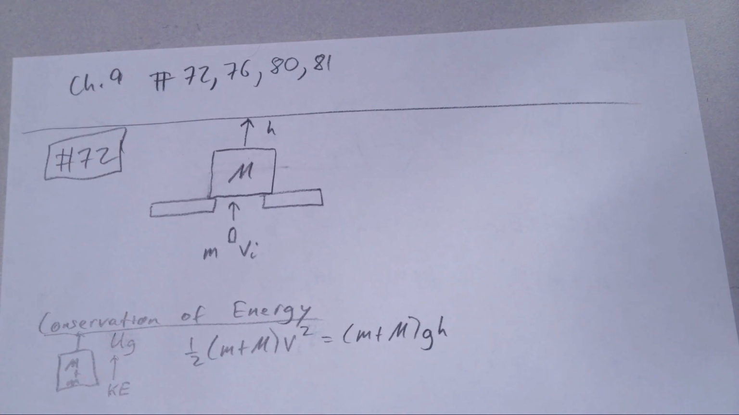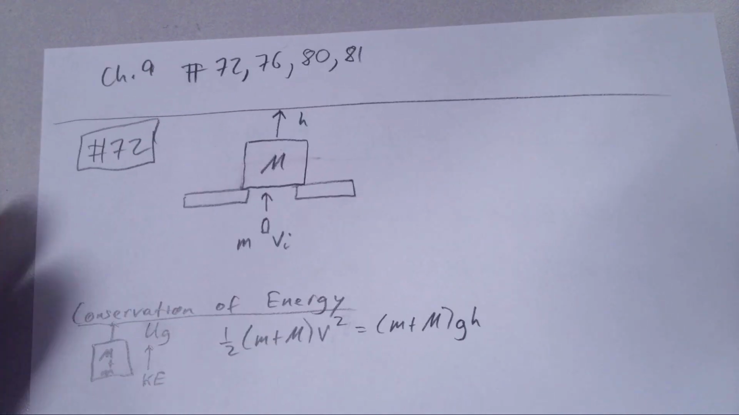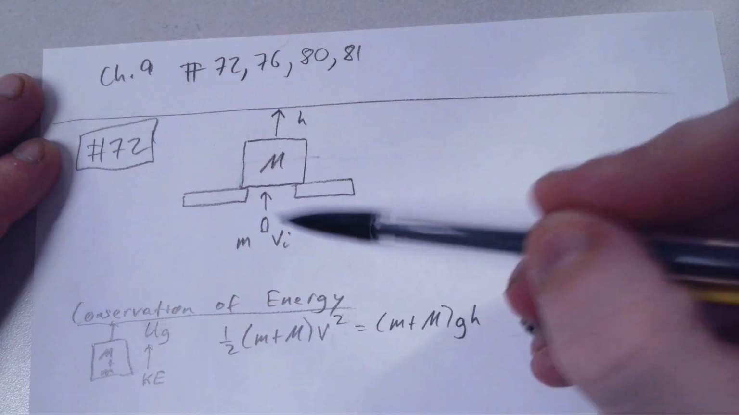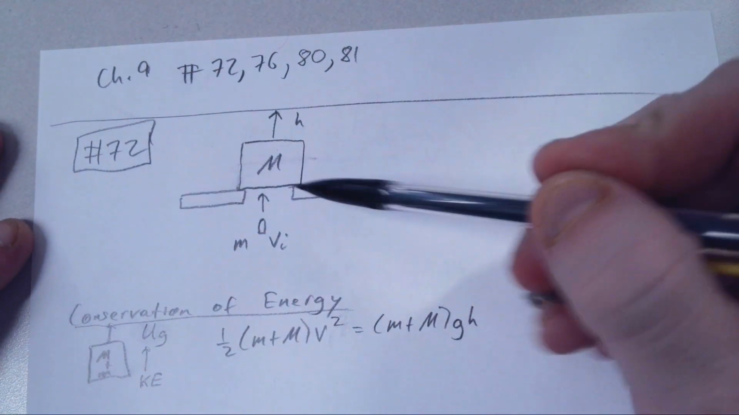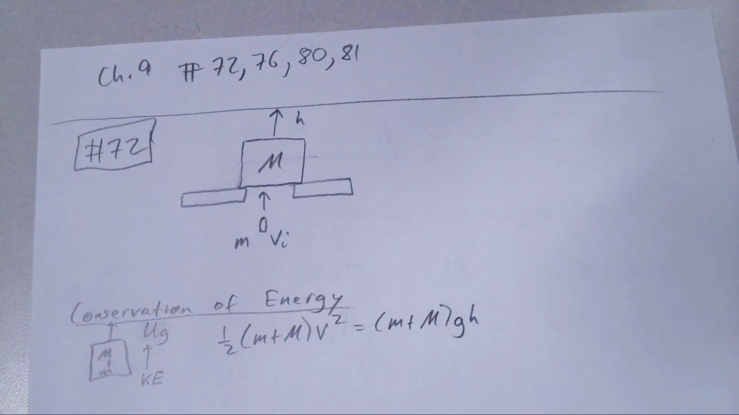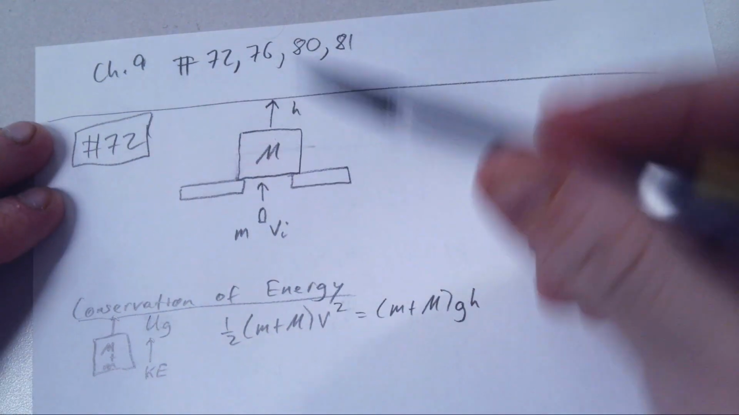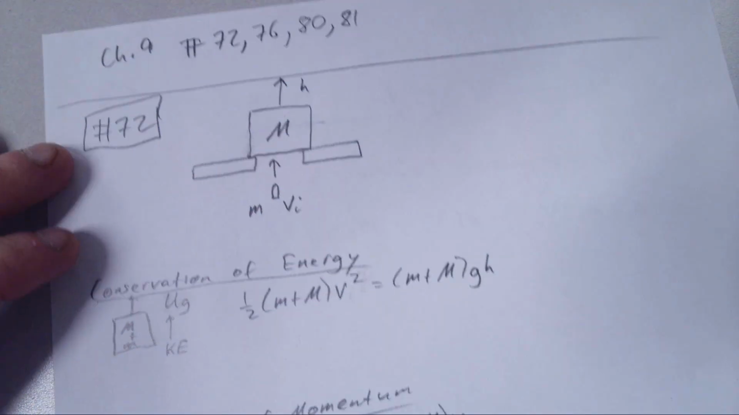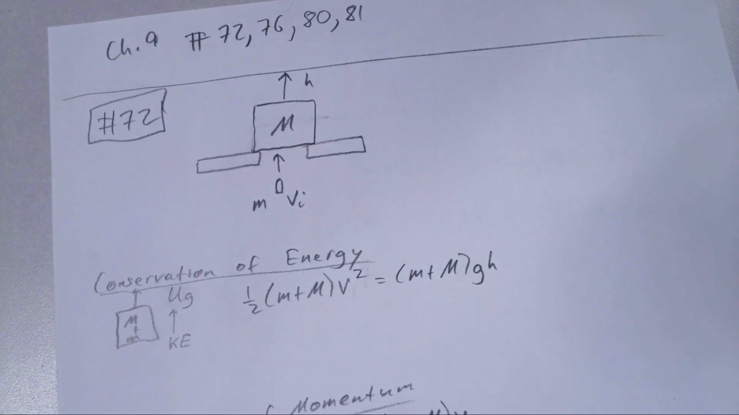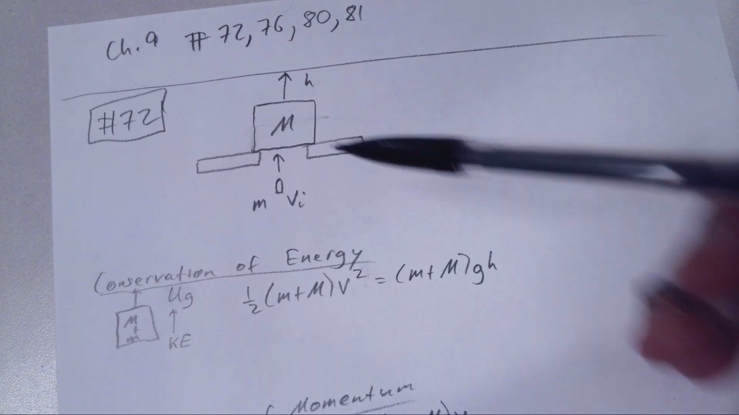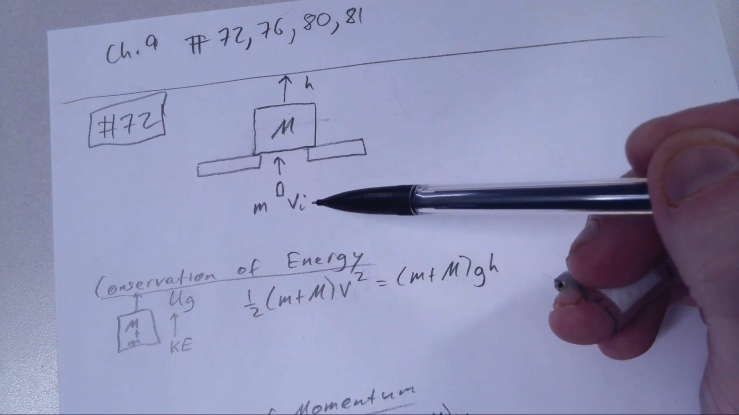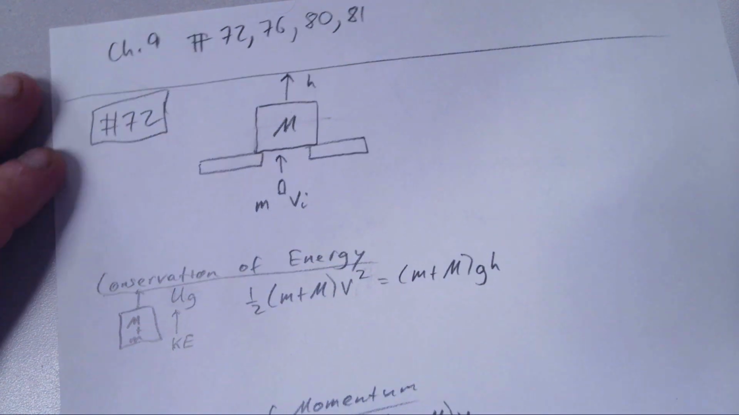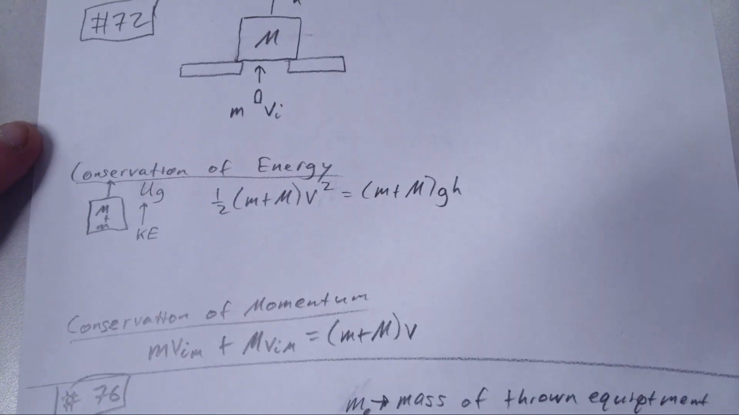We're first going to look at number 72. 72 is an example problem where you have a bullet that's being fired into a block. The bullet then gets stuck in the block, and the block and bullet combination reach some height. What the book asks is for us to describe how you would find the initial velocity of the bullet, and then find an expression for that initial velocity. So this one uses 2 conservation laws.